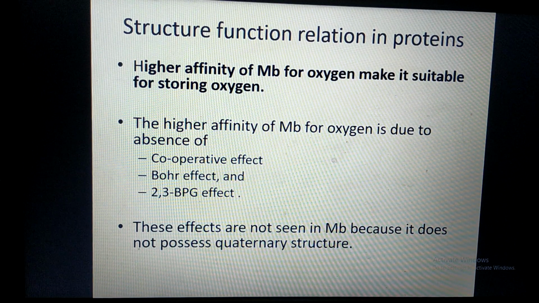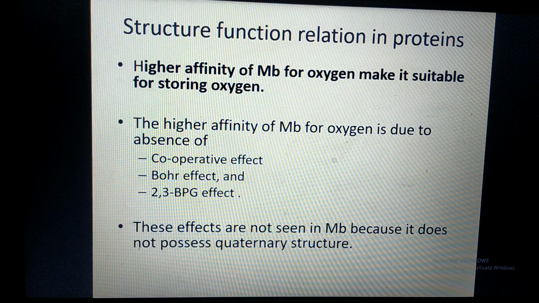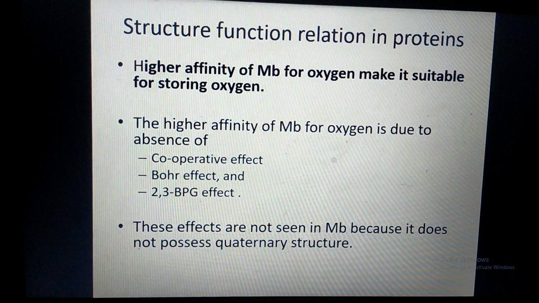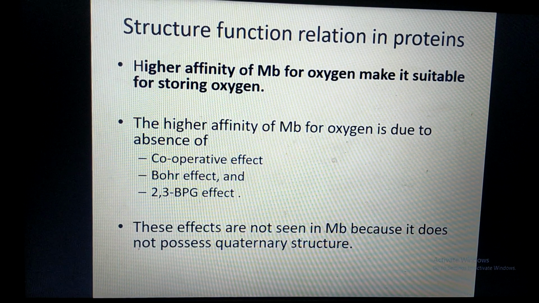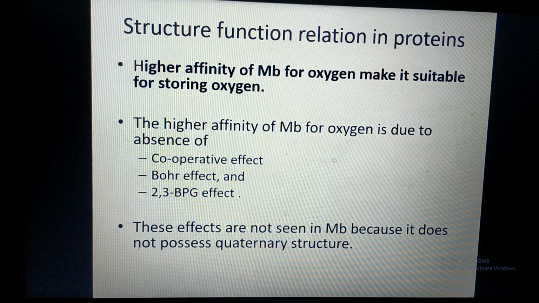Higher affinity of myoglobin for oxygen makes it suitable for storing oxygen. This higher affinity of myoglobin for oxygen is due to absence of the cooperativity effect, Bohr effect and 2,3-bisphosphoglycerate effect. These effects are not seen in myoglobin because it does not possess quaternary structure. So this is the structure function relationship of proteins. Thank you very much.